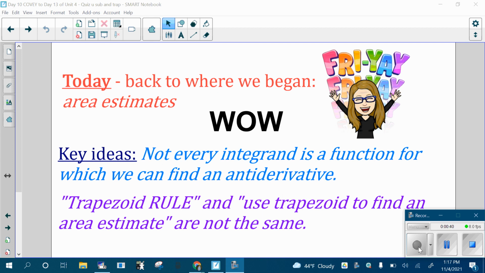It's an area estimation thing called the trapezoid rule. It's finding the area under the curve using trapezoids. It's not that hard. You guys will think it's easy.